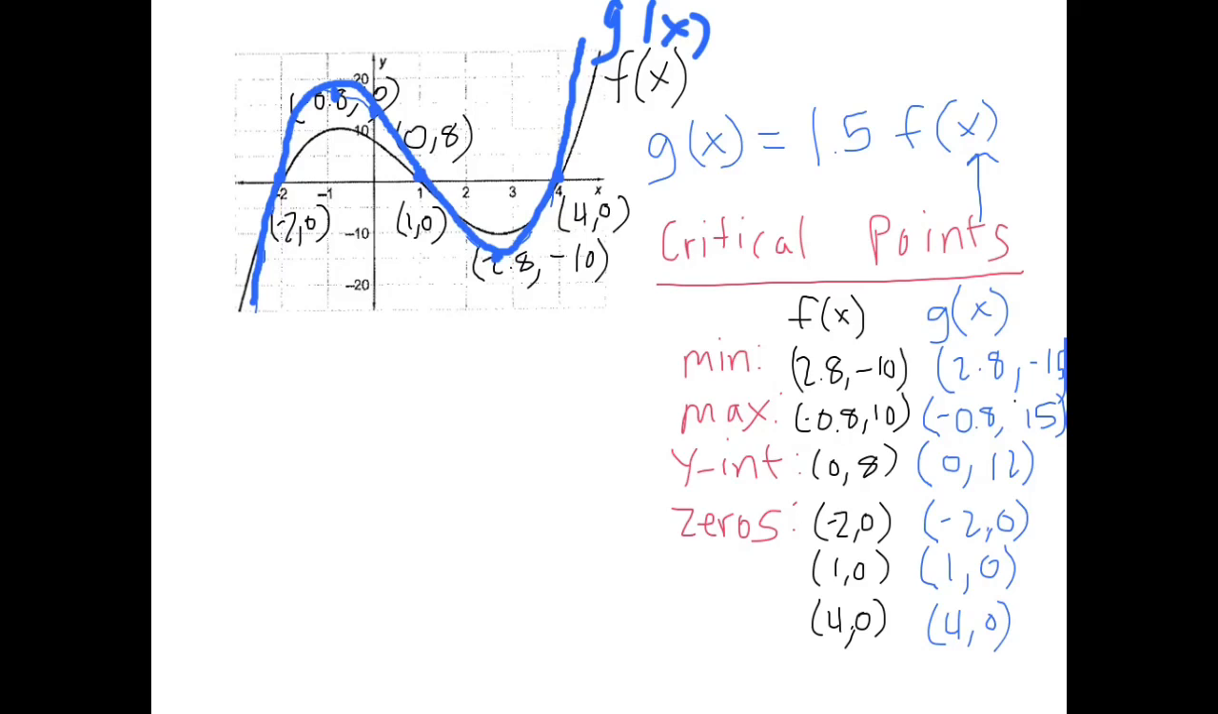And just to recap, the way we find those values is we take the critical points, again the zeros, the y-intercept, the maximum and the minimum. We find what the output will be at the given input, or in other words, what the y value will be at that given x value, and then we multiply that y value by whatever scalar they want us to. In this case, the scalar is 1.5. And then we plot the new points on the graph, and we can get a rough sketch of what that graph will look like.